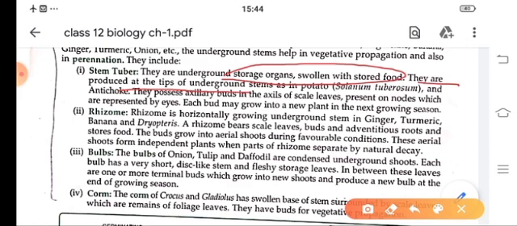Now these potatoes have eyes on their surface, and these eyes grow into a new plant for the new growing season.